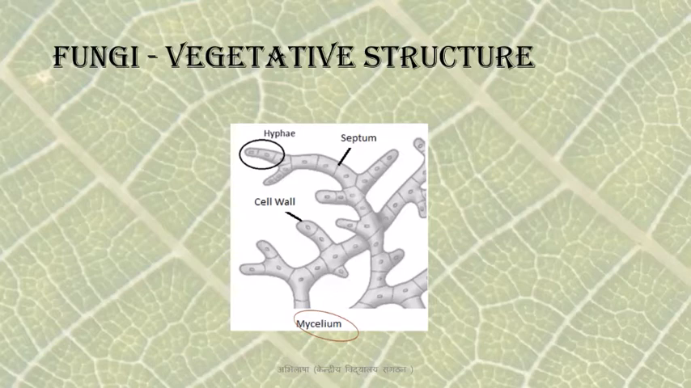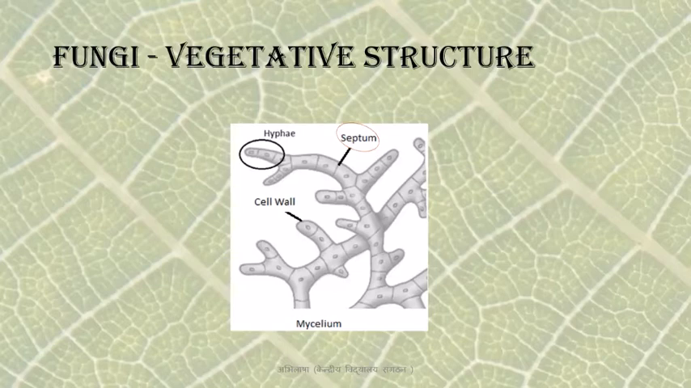Now this is the vegetative form of most of the fungi. As you can see in this fungi, the individual hyphae are divided into compartments and the partitions are called septum. These septa are actually cell walls made of chitin. So each compartment may have one or many nuclei. Such hyphae are known as septate.